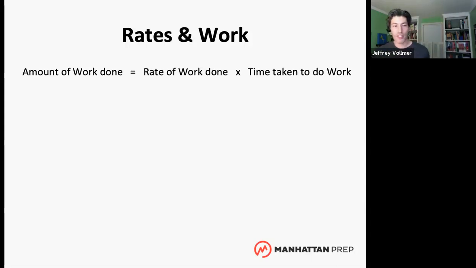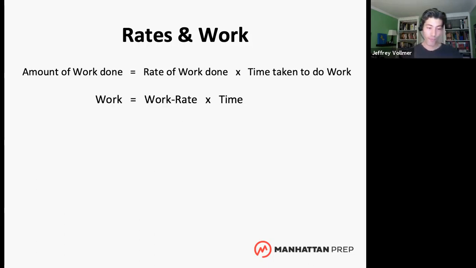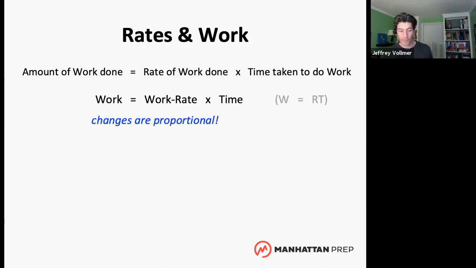The work rate equation is pretty much like the distance traveled equation. In fact, you can think about the distance you're traveling as work done. The amount of work that's completed is equal to the rate at which someone or the machines do the work, multiplied by the time it took to do the work. Some people think of that as W equals RT: work is equal to the work rate times the amount of time.